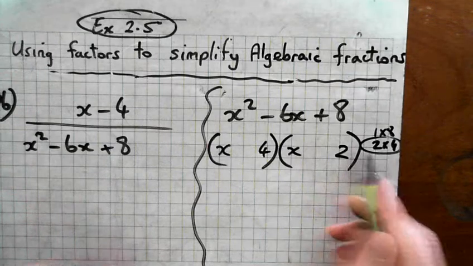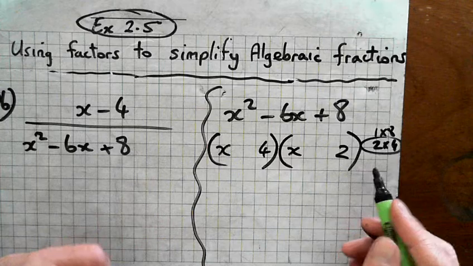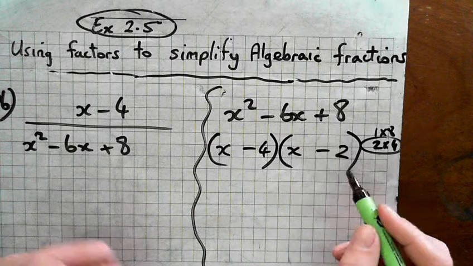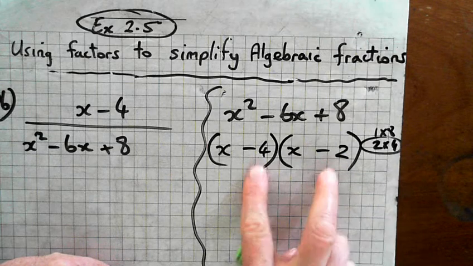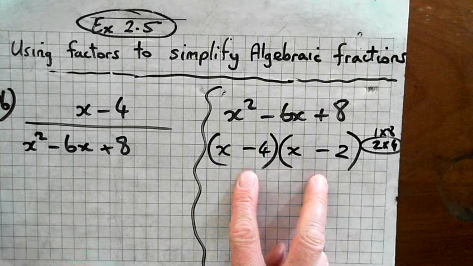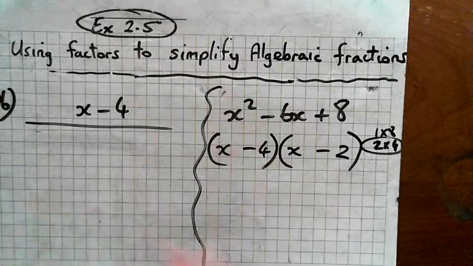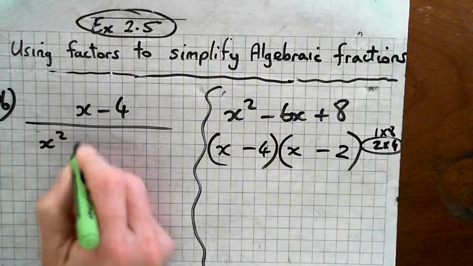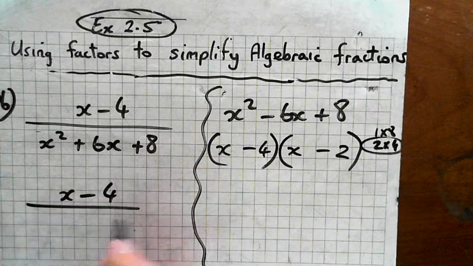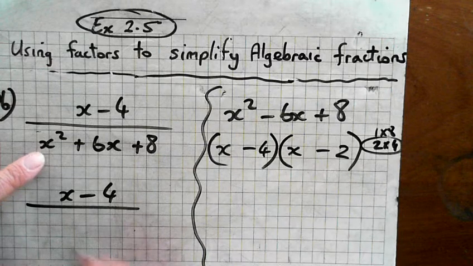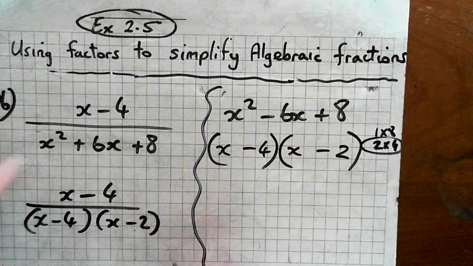How do I get minus 6 with 4 and 2? On the number line, minus 4 minus 2. If I add minus 4 and minus 2, I get minus 6. If I multiply them, I do get plus 8. There are my factors, so I replace this with my factors. I'll just write it out again. x minus 4, and replace this with my factors: x minus 4 and x minus 2.